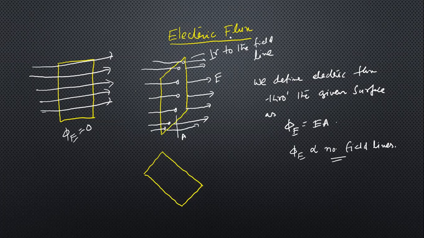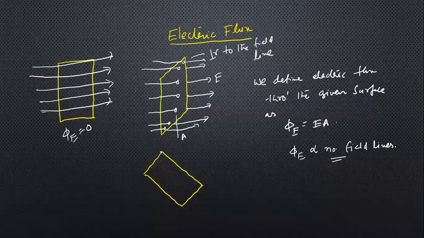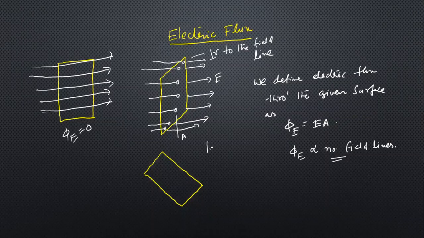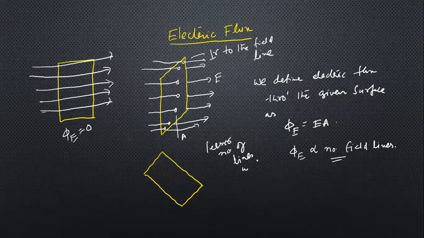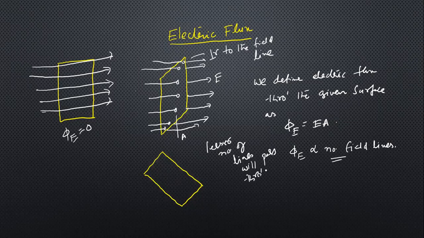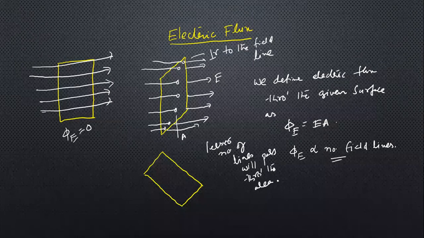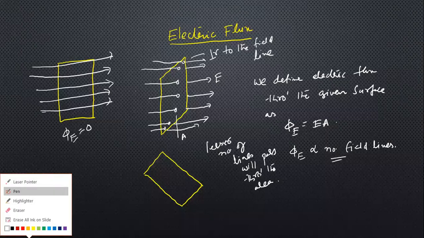Now, when I tilt it, fewer number of lines will pass through the area. Through the area we choose, how many lines will pass? Do you know? I'll show you.